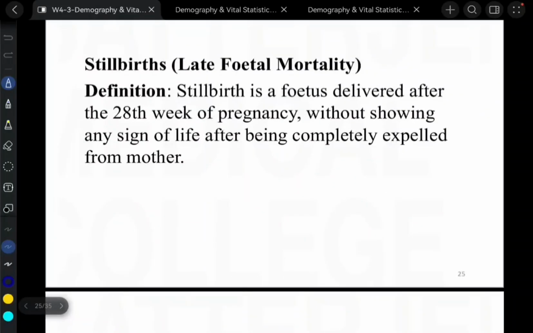Stillbirths, late fetal mortality. The definition here: stillbirth is a fetus delivered after the 28th week of pregnancy without showing any signs of life after being completely expelled from the mother. So yeah, he was born dead after the 28th week.